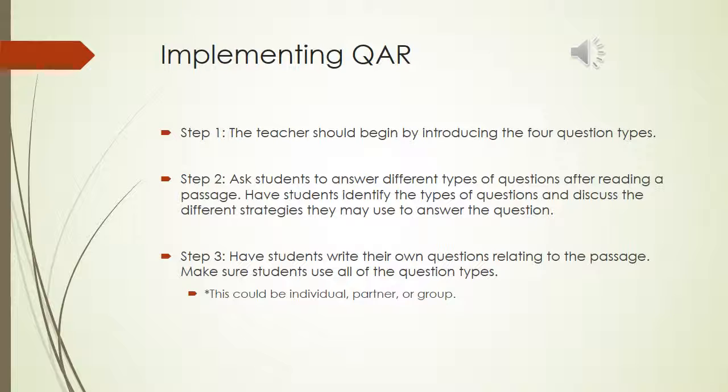And then lastly, step 3, where students really apply and go a little bit deeper into the question-answer relationship, where students write their own questions relating to the passage or the text. So it's really essential that the students are practicing all 4 different question types because it really shows a deeper understanding of the text. Step 3 could be done individually, with a partner, or with a group.